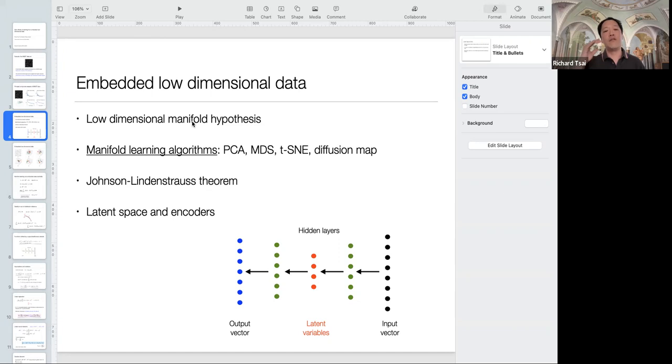Most of the time they're artificially embedded into some really high dimensional Euclidean space just for convenience. But in reality, they might concentrate on a much lower dimensional manifold somehow embedded in this kind of Euclidean space. So this is the lower dimensional manifold hypothesis. And some people think that because of this lower dimensional feature, one can try to extract information in a more efficient way that does not depend on the dimensionality of the embedding space.